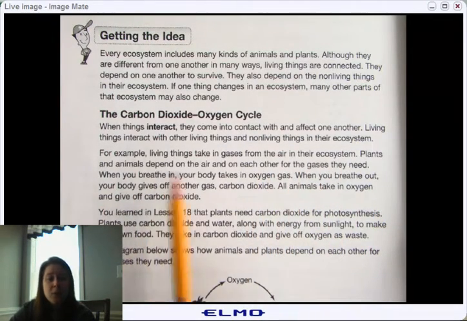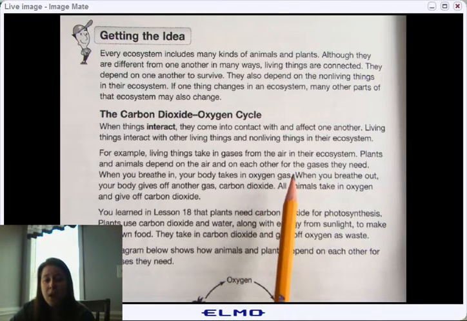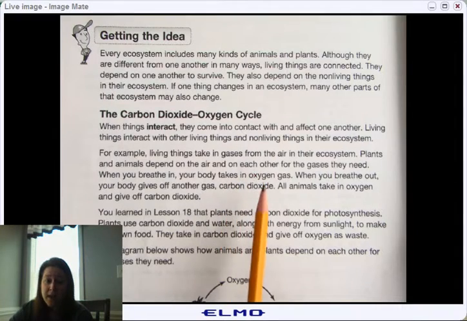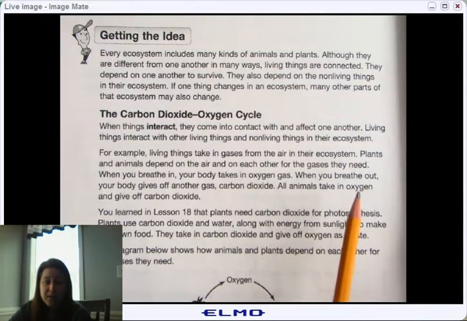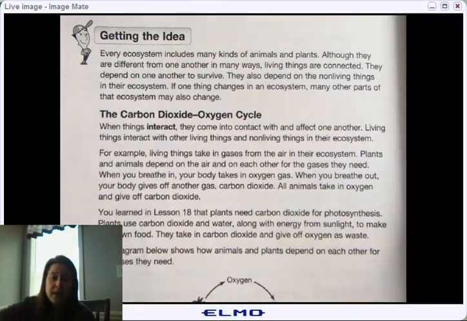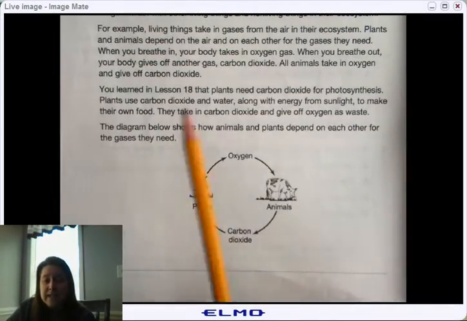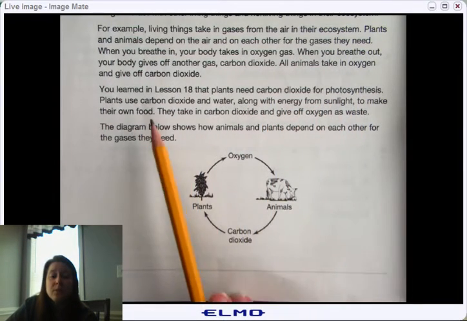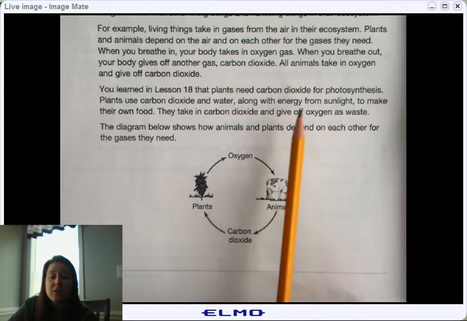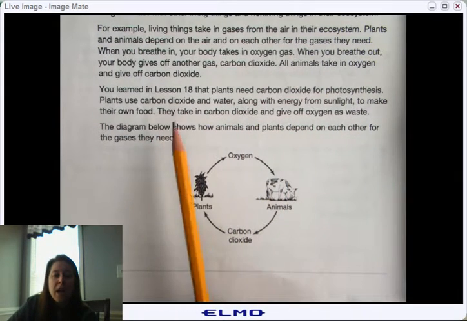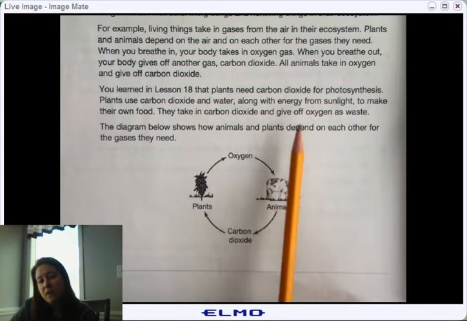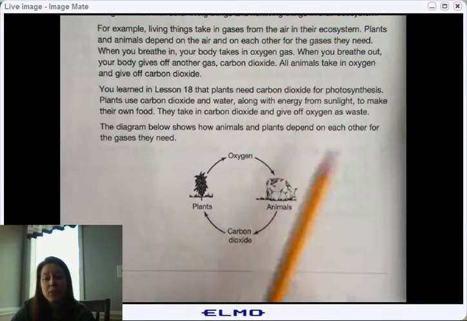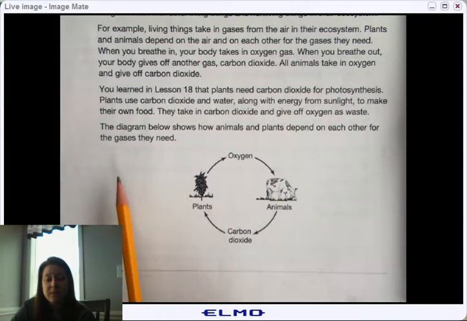When you breathe in, your body takes in oxygen gas. When you breathe out, your body gives off another gas called carbon dioxide. All animals take in oxygen and give off carbon dioxide. You've learned in lesson 18 that plants need carbon dioxide for photosynthesis. Plants use carbon dioxide and water along with the energy from the sunlight to make their own food. They take in carbon dioxide and give off oxygen as waste. The diagram below shows how animals and plants depend on one another for the gases that they need.